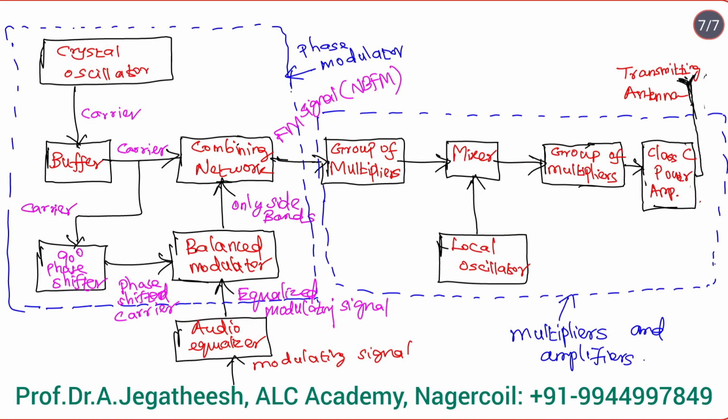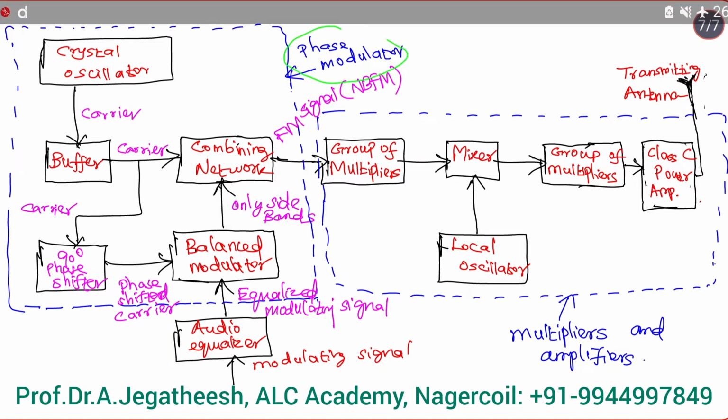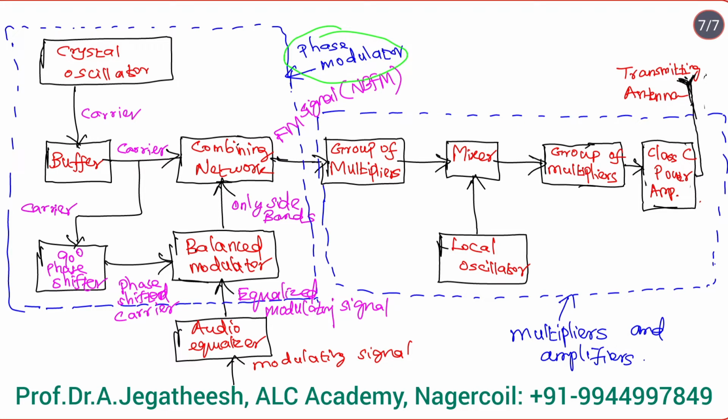Now let us consider the overall block diagram of the indirect method of FM generation, or the Armstrong method. In this block diagram we have two main blocks. One is the phase modulator block and the other is the multipliers and amplifiers block. In the phase modulator block, first we start from the crystal oscillator. The output of the crystal oscillator is the carrier, that is, the unmodulated and stable carrier, which is given to the buffer.